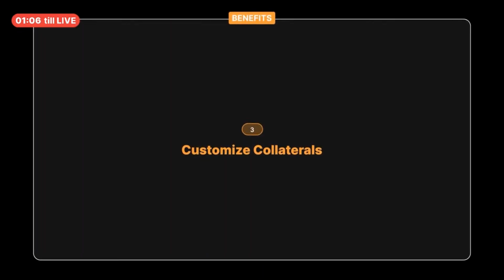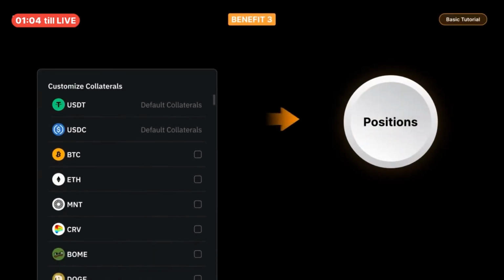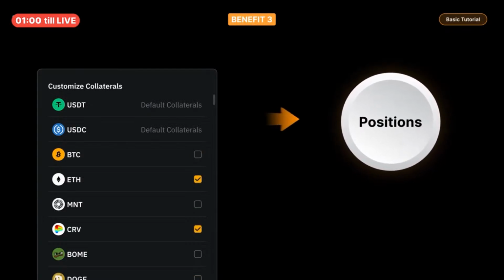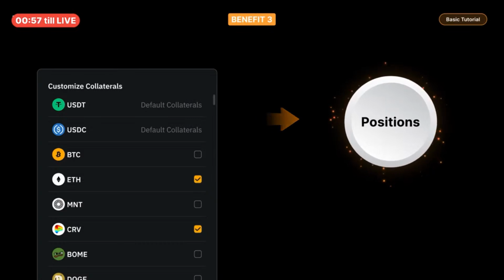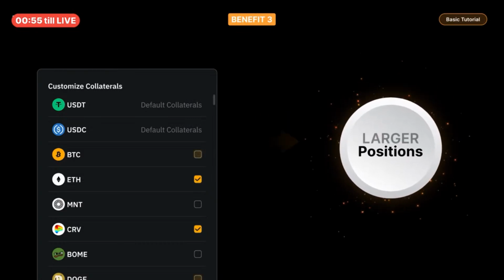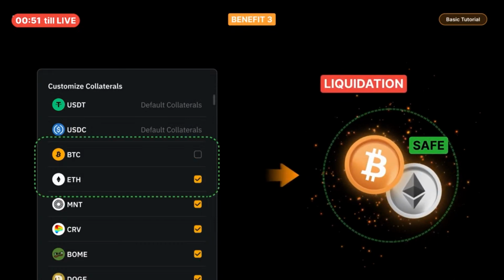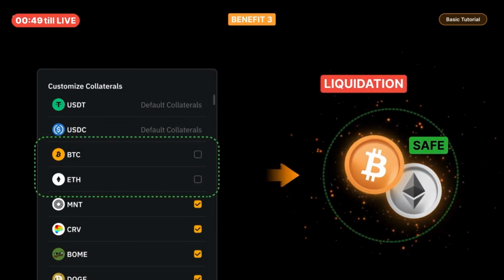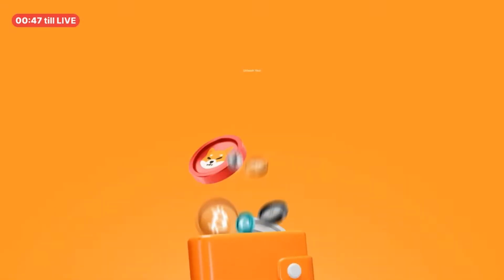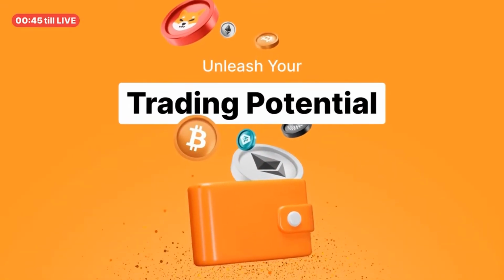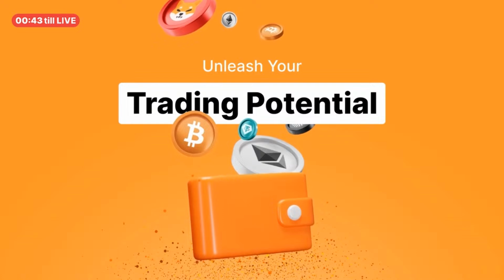Benefit 3. With UTA, you can customize collaterals to include or exclude specific assets. It allows for improved capital efficiency by adding more assets as collateral. You can keep your spot assets safe by excluding certain assets. Unleash your trading potential and experience the benefits of UTA.